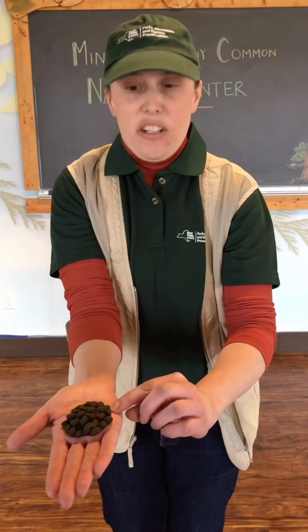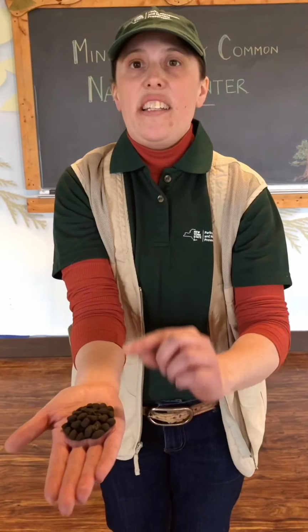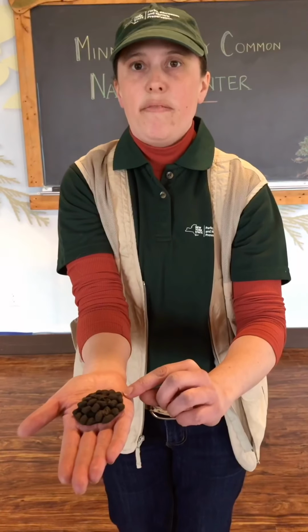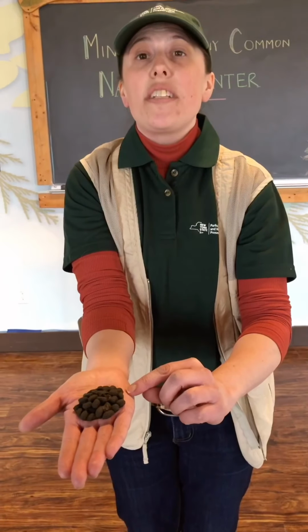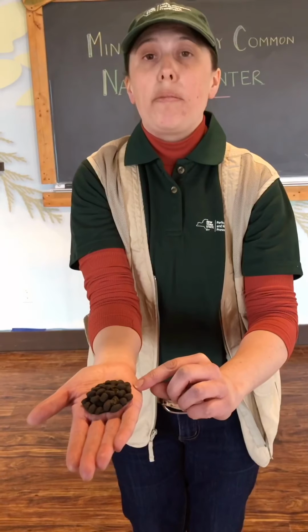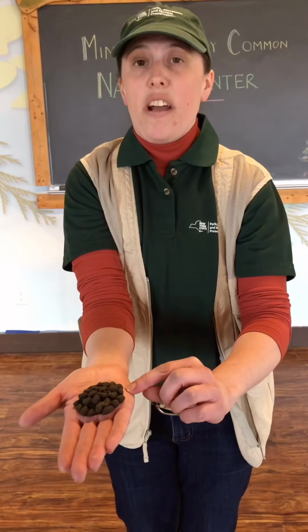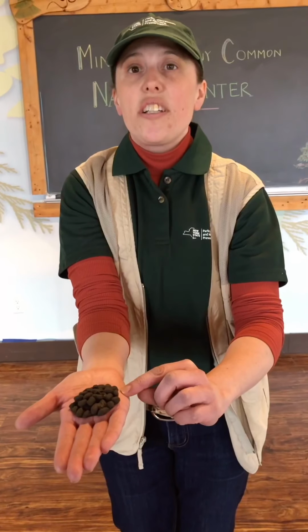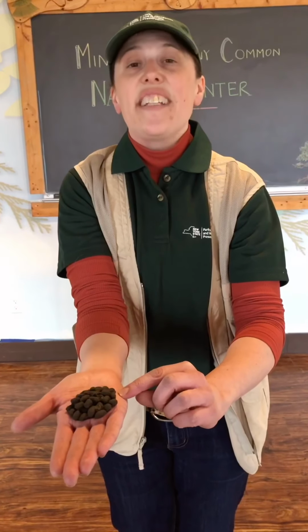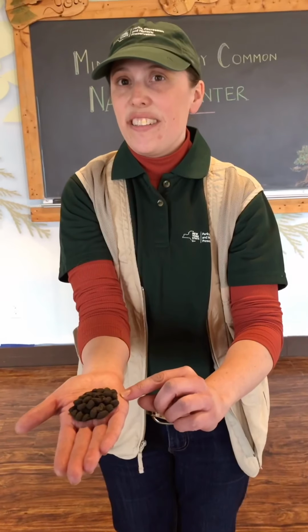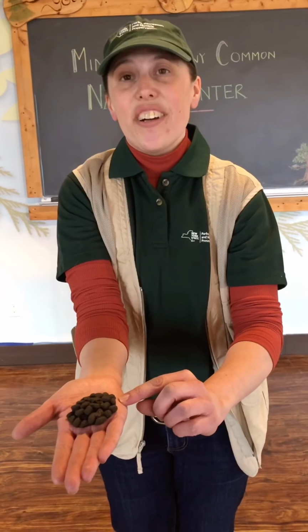So this animal is a hoofed animal. It has antlers in the fall and they drop each season. Its fur is brown, so it can camouflage in the woods. And it loves acorns. Anybody know what it is? That's right, it's a deer.